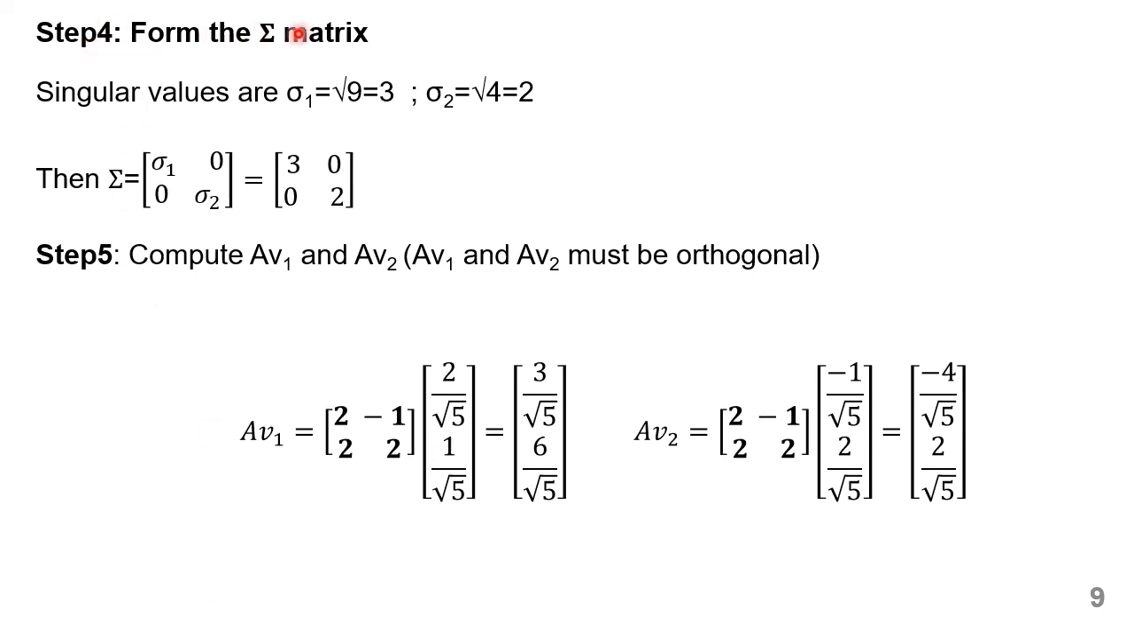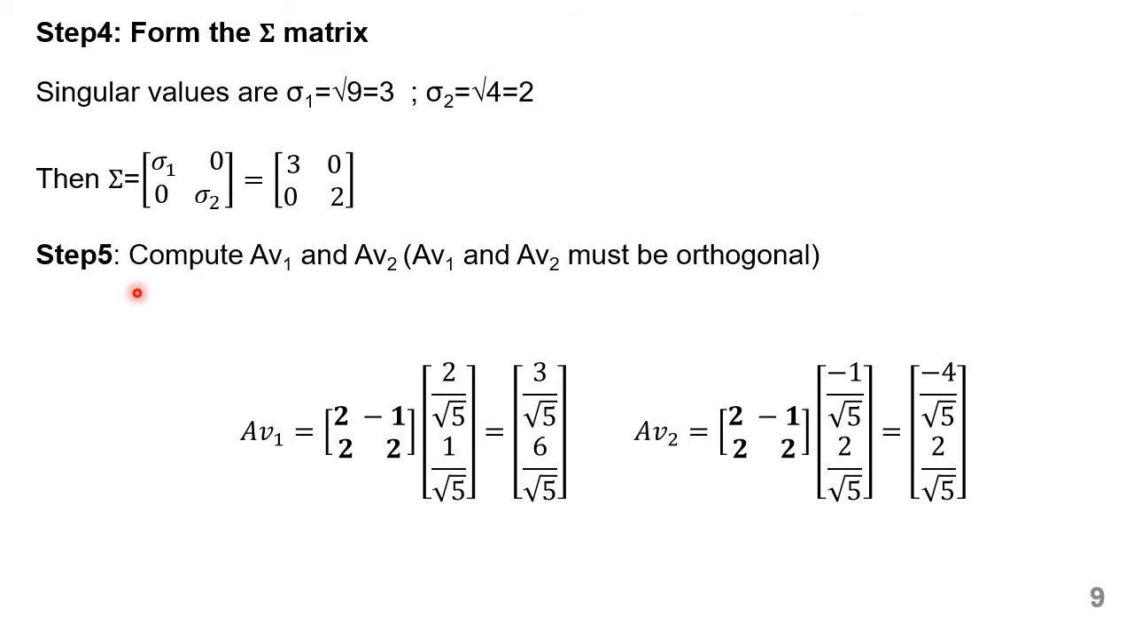Next step is to form the sigma matrix. We know the eigenvalues as 9 and 4. By taking their roots, we can calculate the singular values sigma 1 and sigma 2. We get sigma 1 as 3, sigma 2 as 2. So using these singular values, we can form the sigma matrix, that is [3, 0; 0, 2].